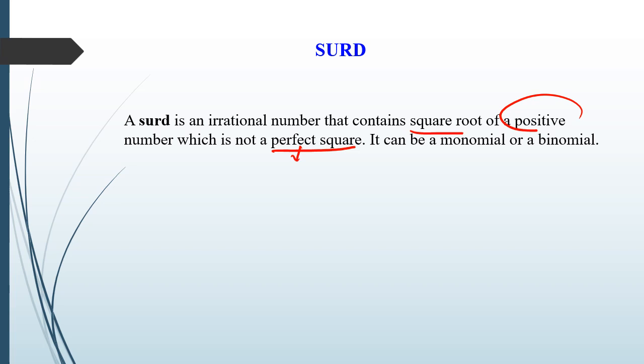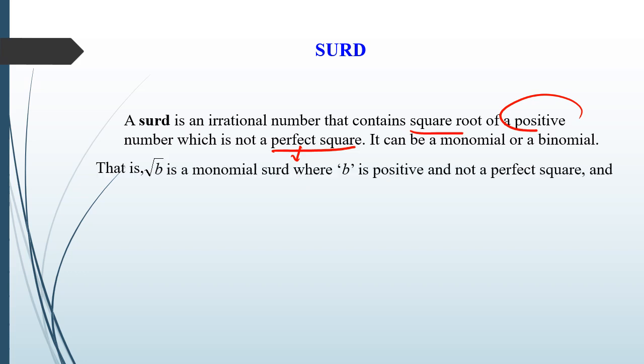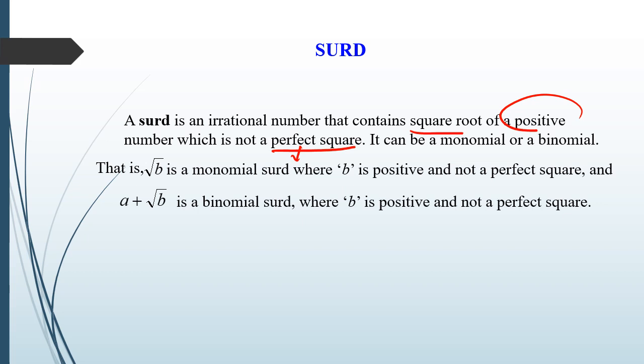What are the examples of perfect squares? The square root of 4, which is equal to 2, and the square root of 9, which is equal to 3. So these are examples of perfect squares, and a surd should not be a perfect square. That is, the square root of b is a monomial surd where b is positive and not a perfect square. And a plus the square root of b is a binomial surd where b is positive and not a perfect square.